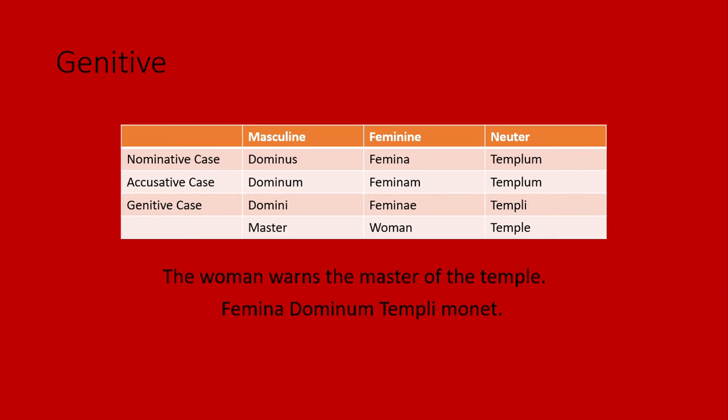Templi is the genitive and takes ownership of dominum, the master, because he is the master of the temple. Just like that is the donut of Homer Simpson, you might say, because it belongs to him. So here you would say that templi takes the genitive and is the possessive of dominum.